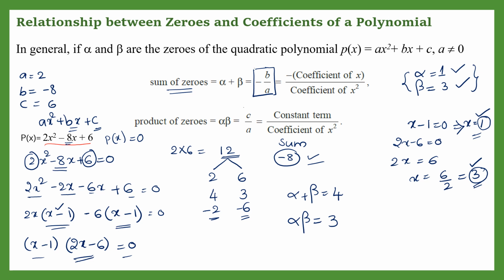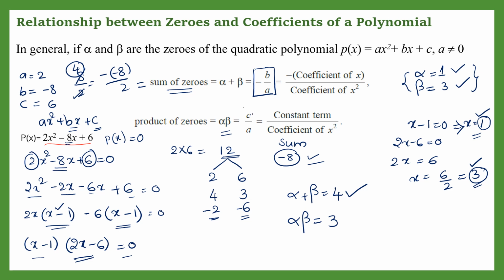They told us the sum of the zeros is minus b by a. Minus b by a means b is minus 8. So the sum of the zeros is minus of minus 8 by a. A is 2, and minus of minus 8 is 8. That is equal to 8 by 2, which is 4. So you got the sum of the zeros as 4. Here also, when you added the zeros, you got 4. So this is verified.